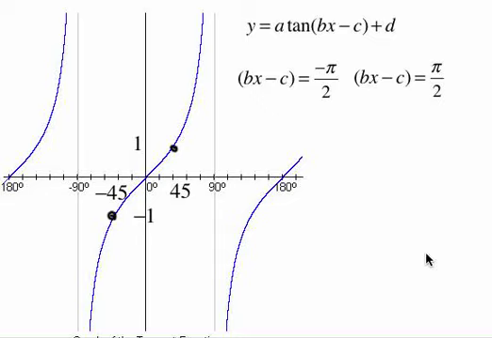Okay, so we're going to start by looking at the tangent function today. The formula for tangent is y equals a tangent of bx minus c plus d. Very, very similar to the sine function. D will control the middle line, moving it up or down from 0.